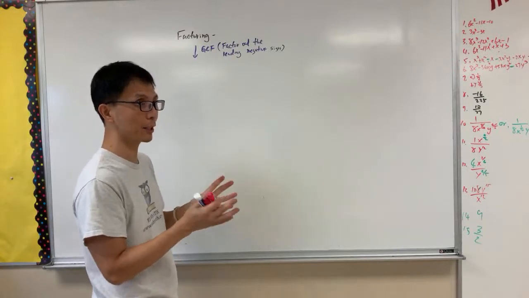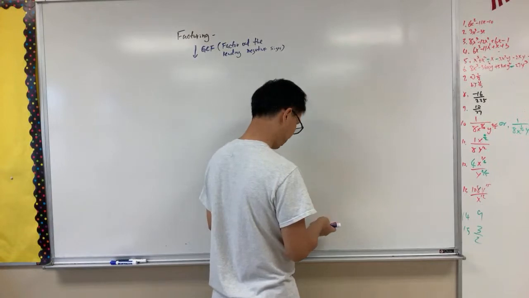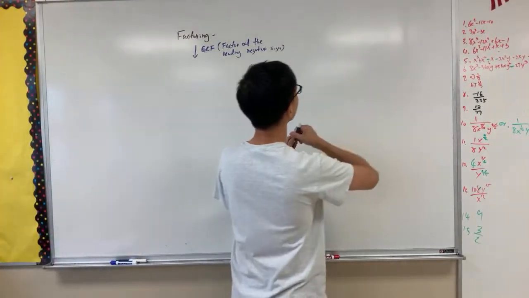So I'm going to give you a couple examples of that. So here are the examples. We're going to write in red and blue. Black. Okay, so we're going to talk about examples.